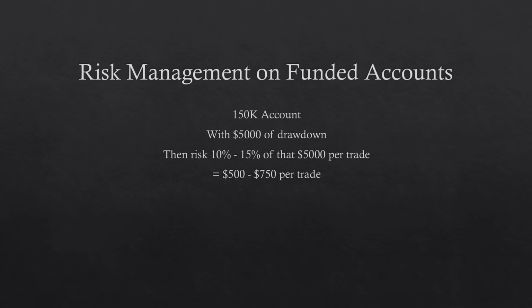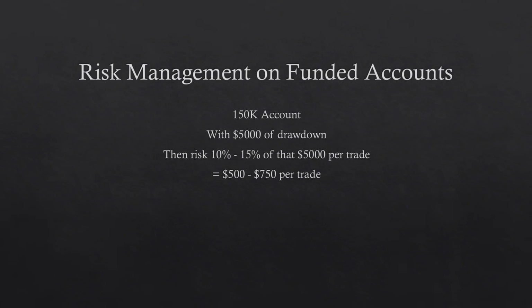Now let's talk about a very important topic, which is risk management. We're going to be talking about risk management on a funded account, as most of you guys will be on a funded account. So let's say, for example, we have a $150,000 funded account. Let's say this funded account gives us $5,000 of drawdown. We only risk 10% to 15% of that $5,000 per trade. So 10% to 15% of that $5,000 will equate to $500 to $750 per trade.